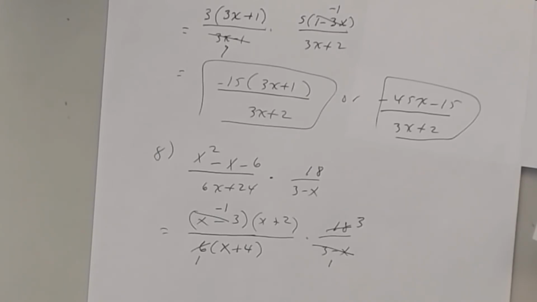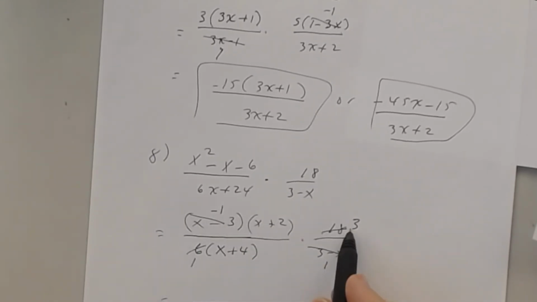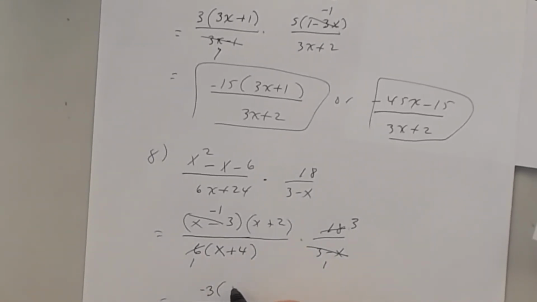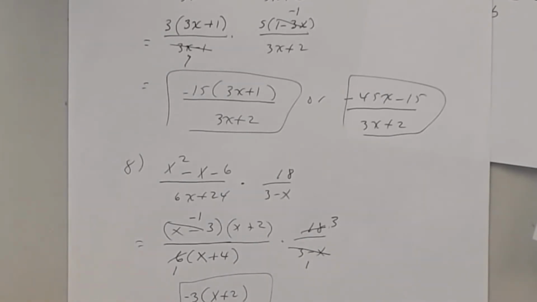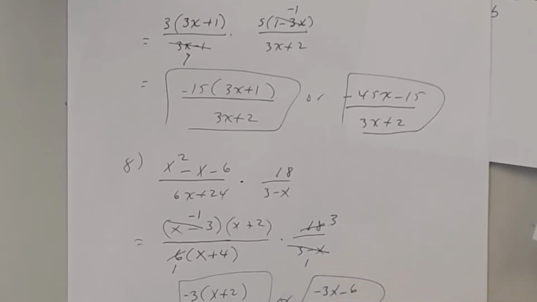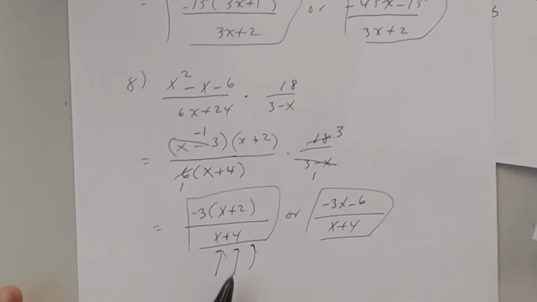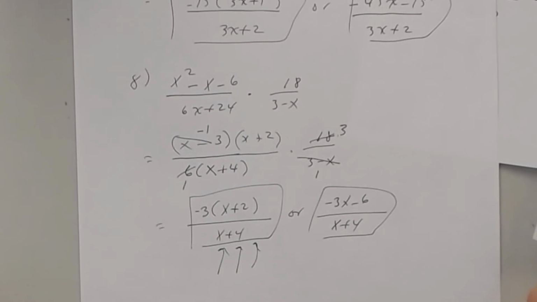So now let's write the answer. How do you think the answer should be written based on what we did previously? Very good. -1 times 3 is a -3 times what? X plus 2. And the denominator is going to be what? X plus 4. Now, if you want to distribute the -3, you can. What would you write it as, though? -3x minus 6 divided by x plus 4. But again, this is the one we prefer you write. This right here. Okay, one more with multiplication.